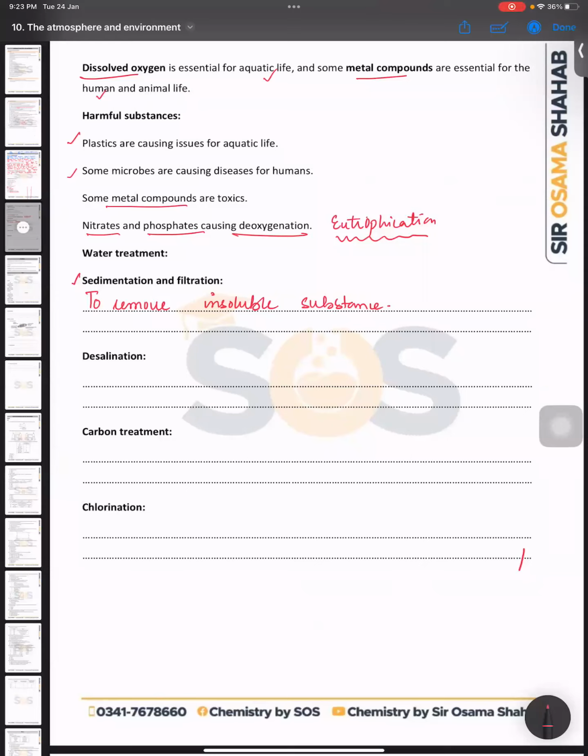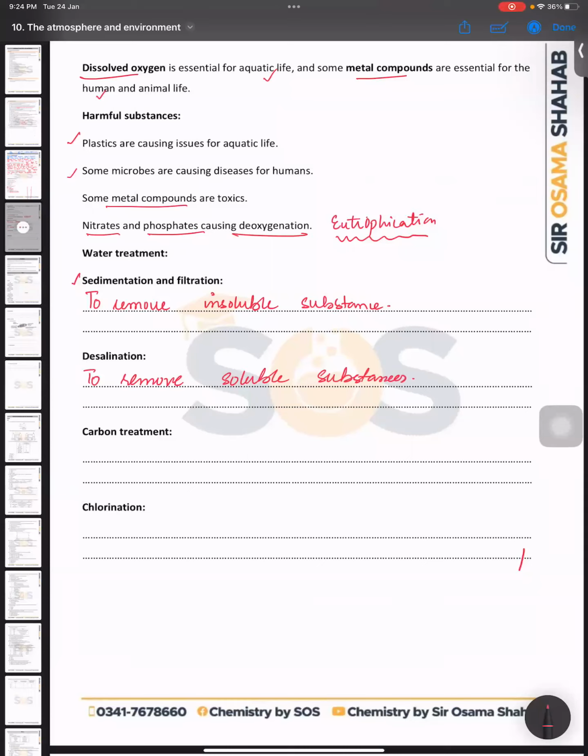Then desalination is used to remove the soluble substances, the salts and so on inside it, the soluble impurities, you can remove by use of a distillation type process. Distillation is a process through which you can separate them. So you can say that to remove soluble substances, you can remove soluble substances with this.